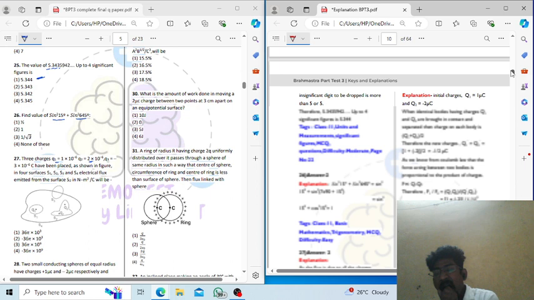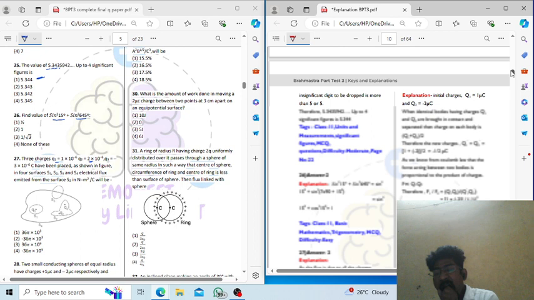Okay, when identical bodies of charges q1 and q2 are brought into contact, the separated charge of each body will become q, the total charge divided by 2, half of the total charge. So q1 and q2 will become (1 minus 2) divided by 2. So here the values are given, so if we put the values, you will get this.